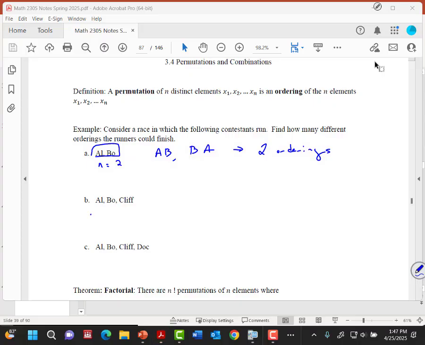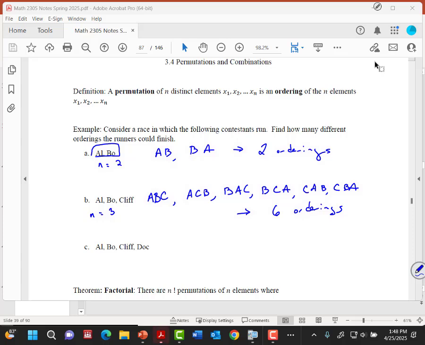If I throw a third person in there, in this case the n value is 3, so I have Al, Bo, and Cliff. And notice the number of orderings is going to begin to grow relatively quickly. So this would be ABC, or ACB, BAC, BCA, CAB, or CBA. And if we notice, this is a total of 6 orderings, since I threw an extra person, Cliff, into the mix.